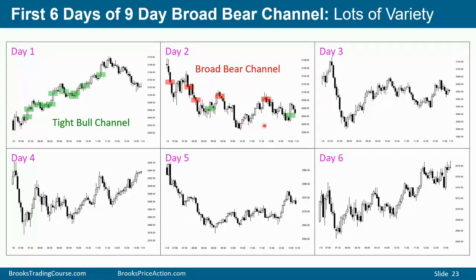Again, this is part of what turned out to be a broad bear channel. Wedge bottom, 3 reversals up, 1, 2, and trying to get 3, and a micro double bottom. Bulls will buy, even though it's a broad bear channel and it's part of a bigger broad bear channel.